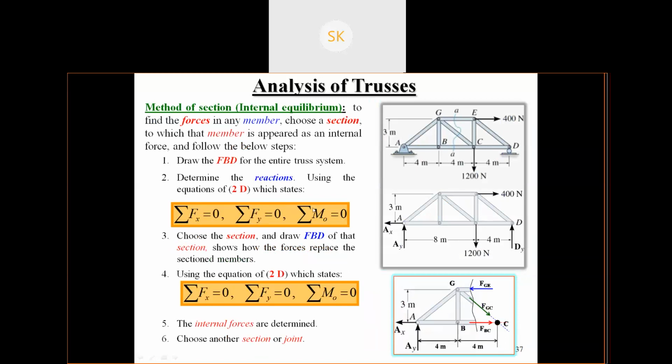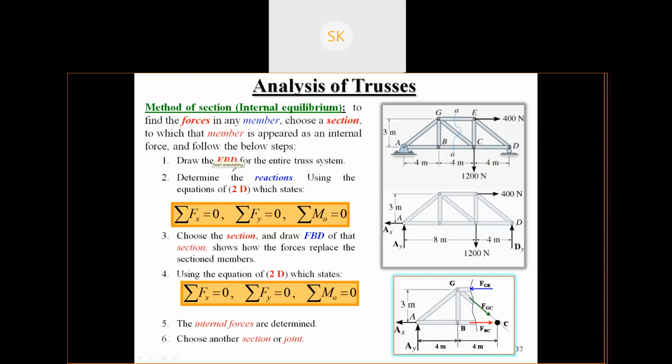Method of sections, we'll discuss later on, or should I discuss now? Okay, let me discuss now. In the method of joints, you take a particular joint. Now you need to take a section. To find the forces in any member, choose a section in which the member appears as an internal force and follow the below steps.